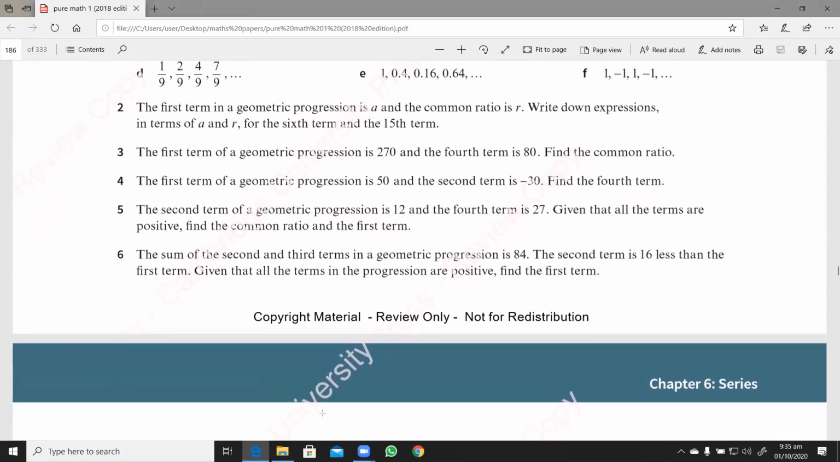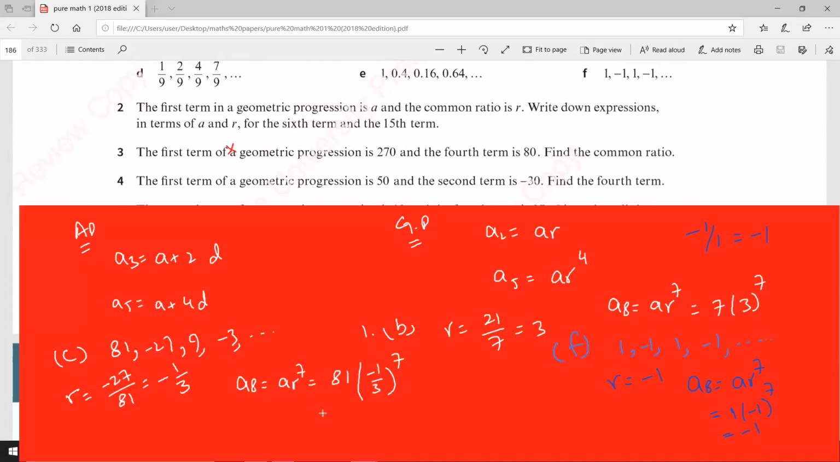I just deleted that. Let me, yeah, this is the F part over here. Your R is minus 1 and your A is 1. Look at this over here. A8 is A R raised to power 7. So that is how this is going to be minus 1. Got it? Okay.